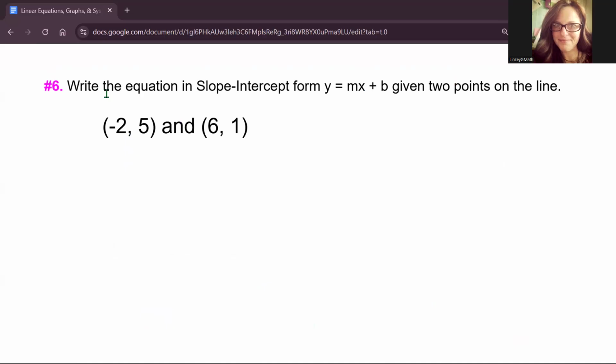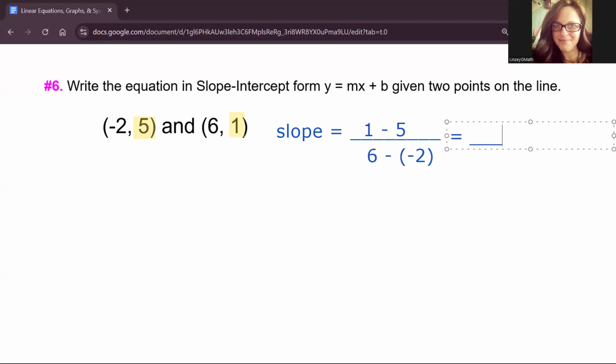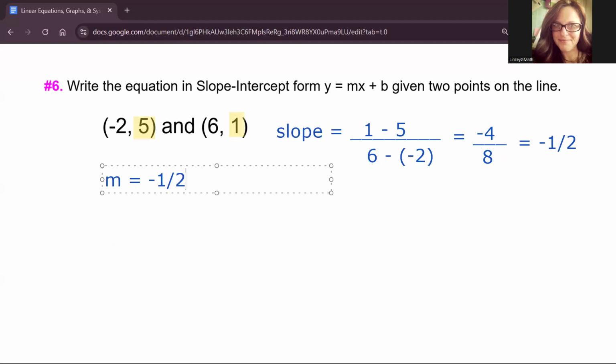Number 6, writing the equation of a line in slope-intercept form, y equals mx plus b, given 2 points. All right, let's start by finding the slope. We'll subtract the y values, they go on top, and then we'll subtract the x values, they go on the bottom. And we get -4 over 8, which reduces to -1/2. So our slope m is -1/2.